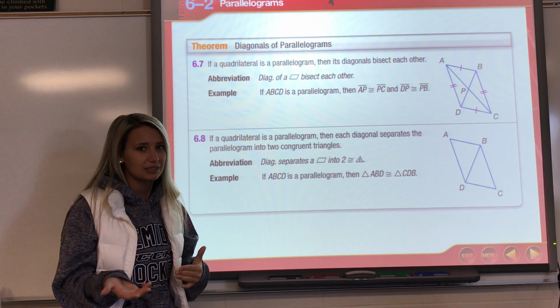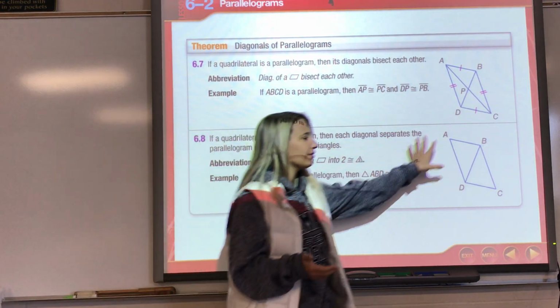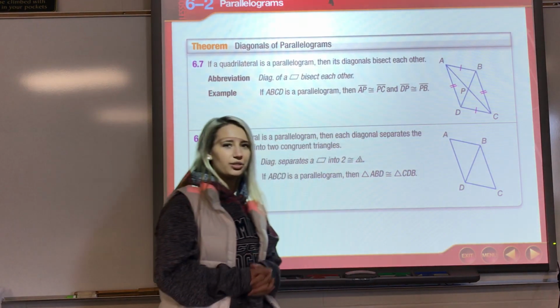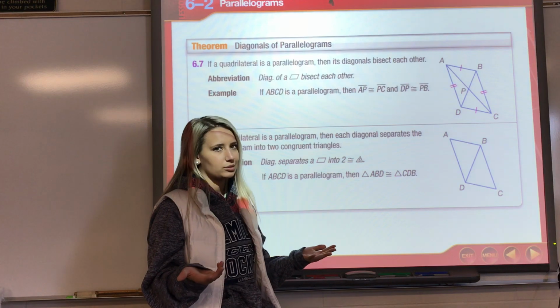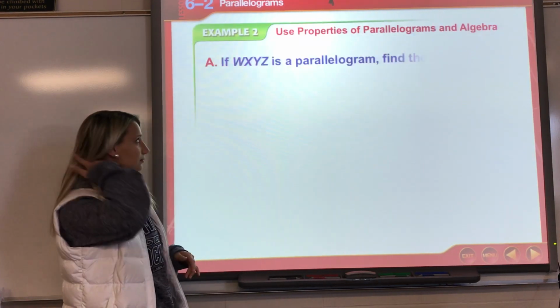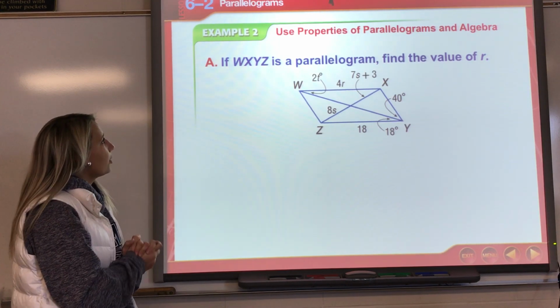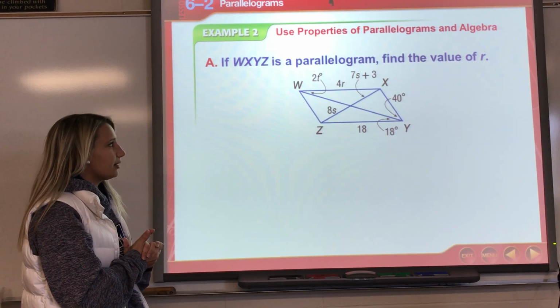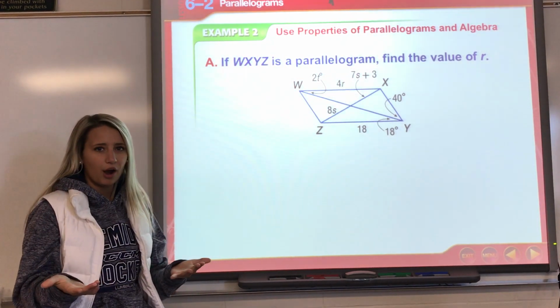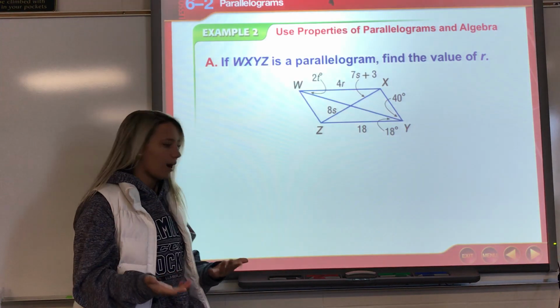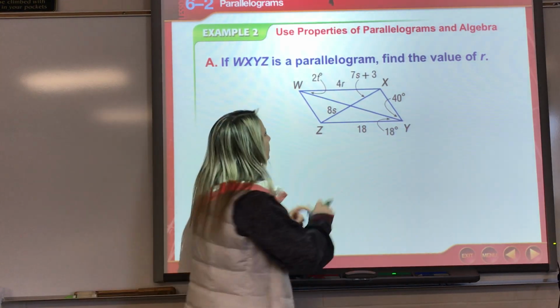And that seems silly to be a theorem, because if we have this parallelogram, we connect two of the angles with the diagonal. Of course, we're going to have two triangles. Okay, so let's apply some of this stuff. So it says, if WXYZ is a parallelogram, we have to find the value of R. There's a lot of stuff going on here, so first we have to find where R is. So here's R.